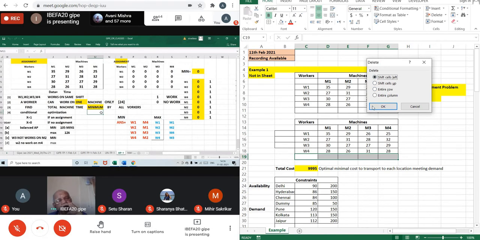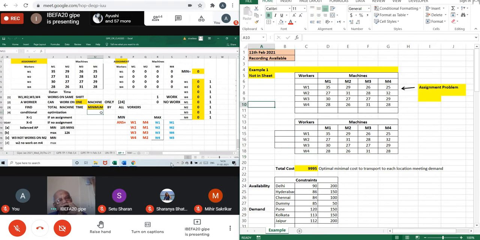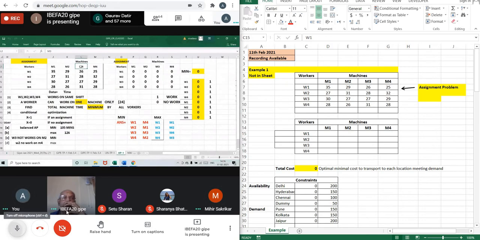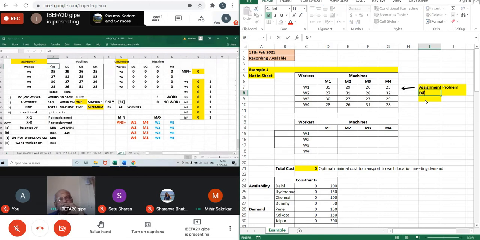Clear the introduction? Yes, sir. For example, worker 1 gets M3. Now how many choices does worker 2 have? 3 choices, sir. If he gets M1, then worker 3 has how many choices? 2. So 4 into 3 into 2 into 1 is the permutation combination for all the possibilities, of which 1 gives minimum.